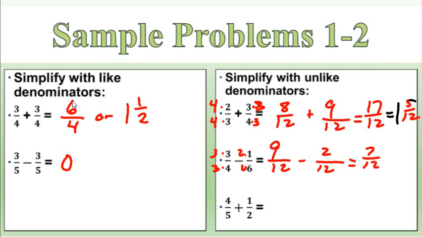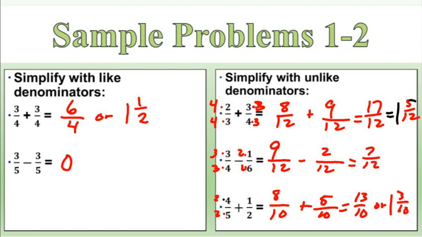And the last one here, 4/5 plus half. I can make these the common denominator of 10. So I multiply 5 by 2 and the 4 by 2, so then that gives me 8/10. Half is just 5/10. If I add them together, I get 13/10, or I could write it as 1 3/10.